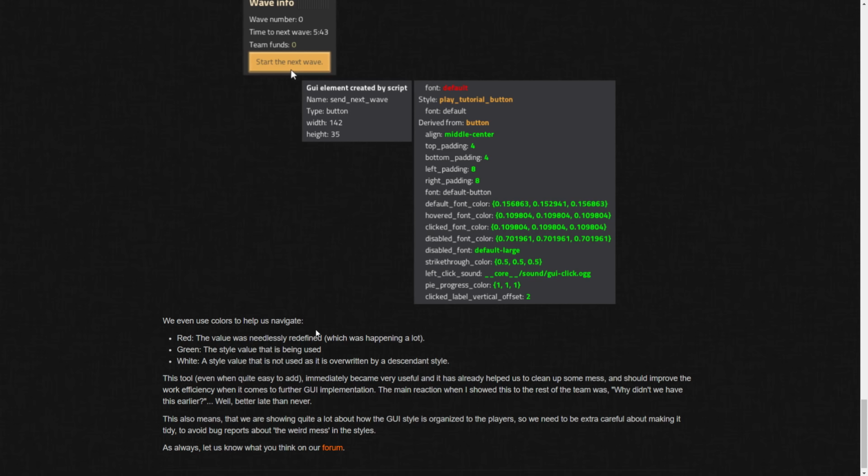So they even use colors to help them navigate. Red, the value was needlessly redefined. Green, the style value that is being used. White, a style value that is not used, that is overwritten by a descendant style.